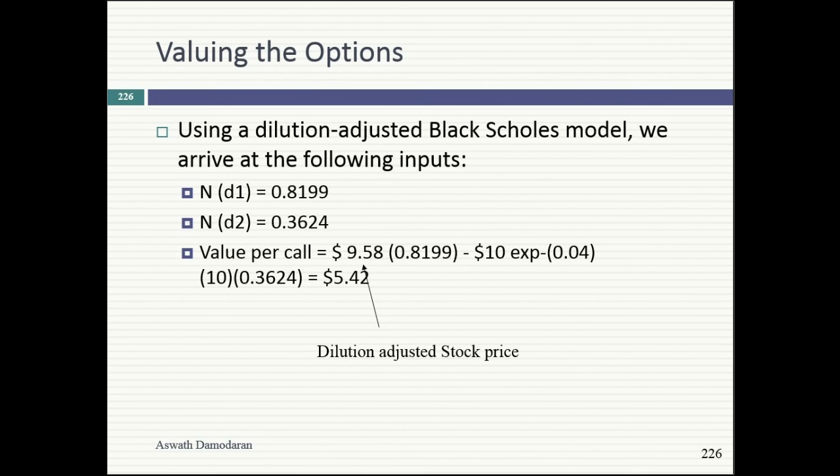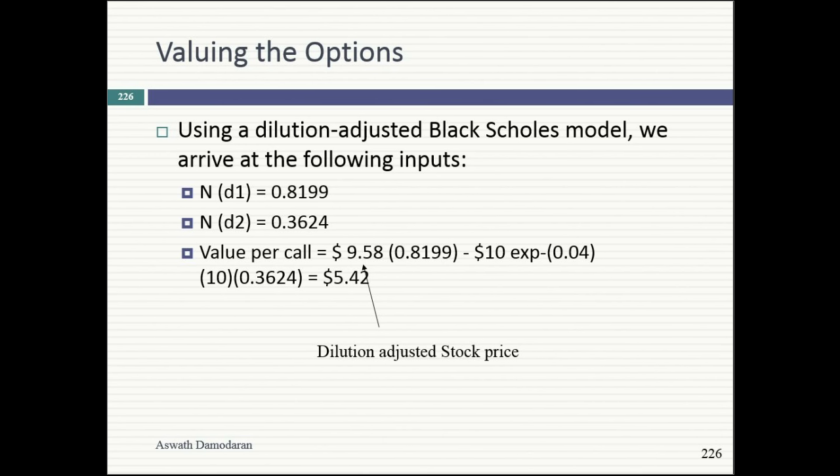So the two adjustments I make in the option pricing model is I actually adjust the stock price for the potential dilution. It's not difficult to do. You have to figure out how many options there are versus the number of shares. And I also adjust the life of the option for the fact that employee options get exercised earlier. The value that I get is $5.42 per option.